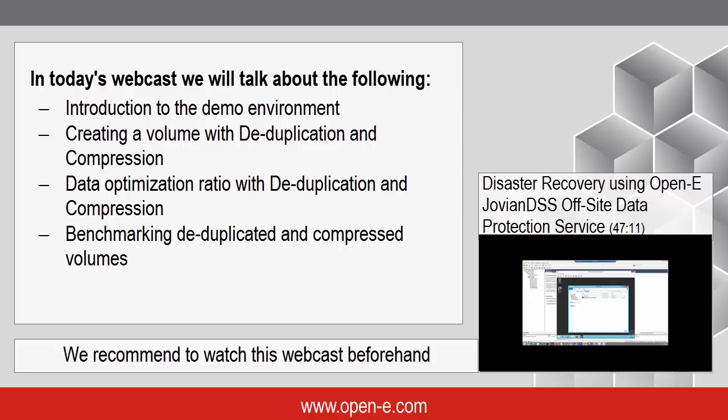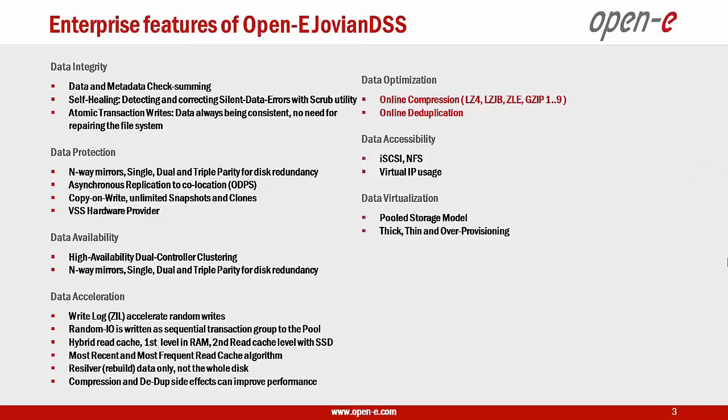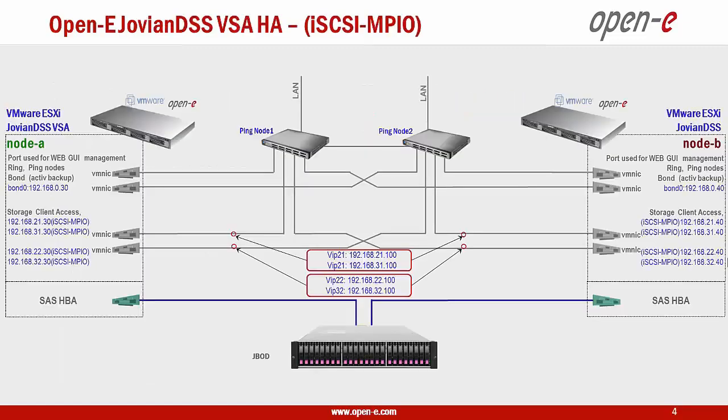Okay, so JovianDSS is a very feature-rich product. The red lines are our focus today: online compression and online deduplication. There are plenty of other features which we have been focusing on in recent weeks, and in the next weeks we will go step by step, demonstrating and showing how they work, how good they are, and the best practices. So today, data optimization, and in order to demonstrate this we have prepared a very simple test environment.